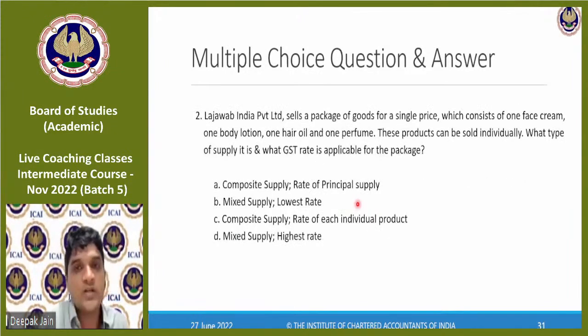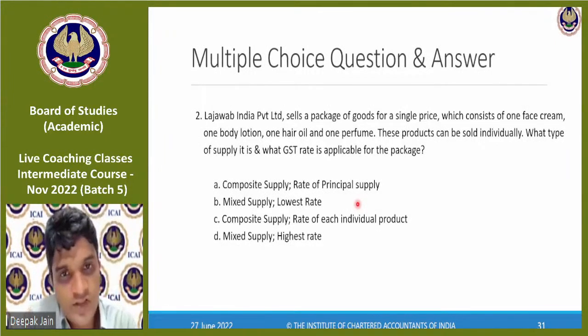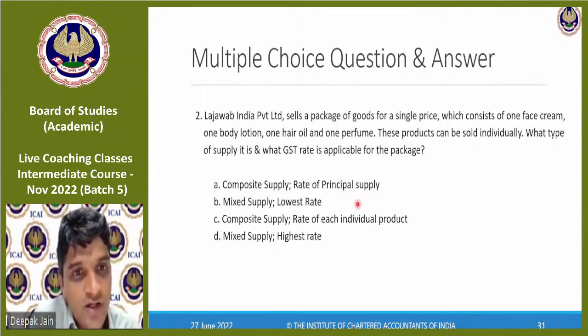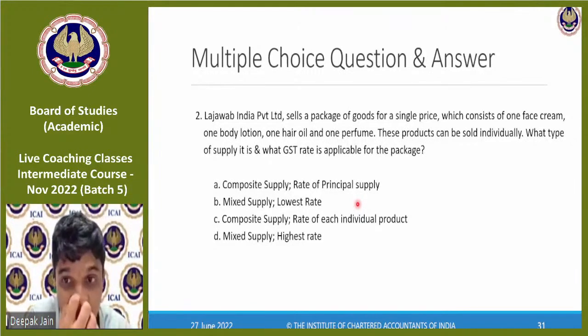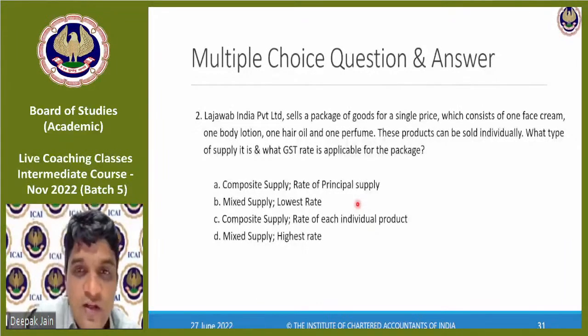Correct. Question number 2. Lajawab India Limited sells a package of goods for a single price, which consists of face cream, body lotion, hair oil, and perfume. These products can be sold individually. We know this. What type of supply is it and what GST? Very simple. It is a mixed supply, right? And you will get the highest rate. So the correct answer is D.